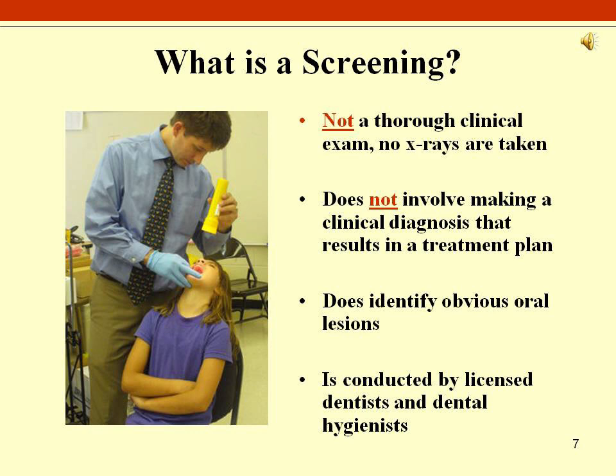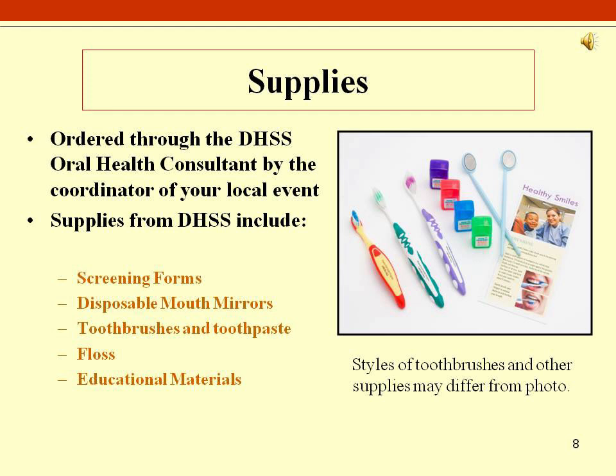The Department of Health and Senior Services, DHSS, Oral Health Program provides free of charge many of the supplies that are necessary for a PSP event. These include screening forms, disposable mouth mirrors, toothbrushes, toothpaste, floss, and educational materials. These will be ordered by the coordinator of your local event.